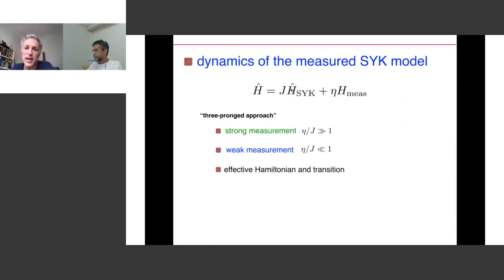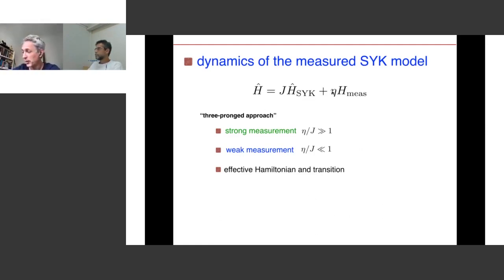Now, this is the SYK Hamiltonian, which introduces many-body chaos, which has a coupling constant, which we call J. And then we have a measurement, which is parameterized by a measuring rate, which is eta. And what we did is we applied 3 different approaches to try and understand the dynamics.